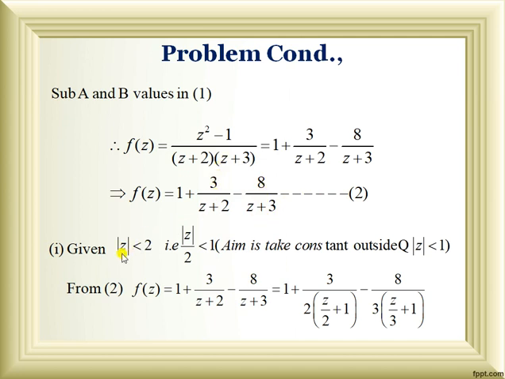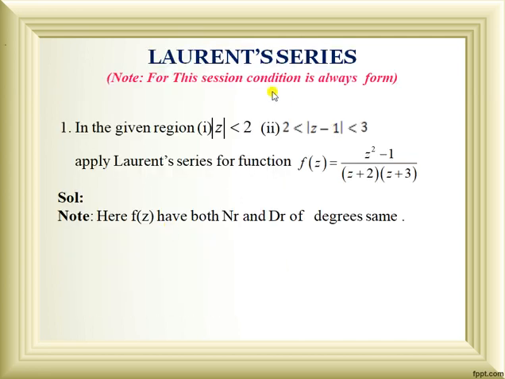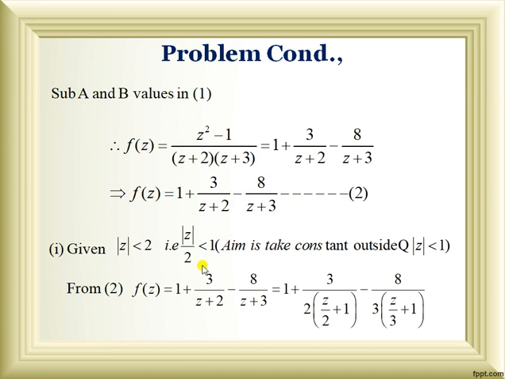Now the first region they are given is modulus of z less than 2. The second only will differ. So make it into less than 1. z by 2 is less than 1. Obviously z by 3 is also less than 1. That's why I am taking 2 outside in the first term and 3 outside in the second term.